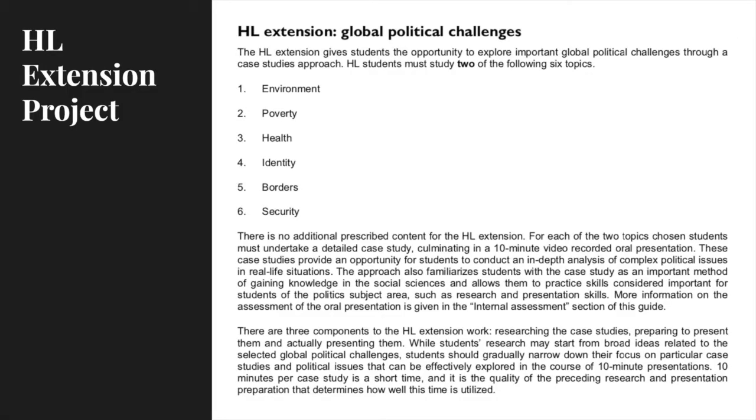So I took this directly out of the subject guide. And like I said before, you have to do two separate 10-minute presentations as a requirement for the HL. And they have to be chosen from one of these 6 areas of study, the global political challenges. Please be aware that you can't double dip here. You have to choose 2 separate topic areas. So if I choose environment, I can't ever do an environment one for my second. I have to choose a separate one: poverty, health, identity, border security.